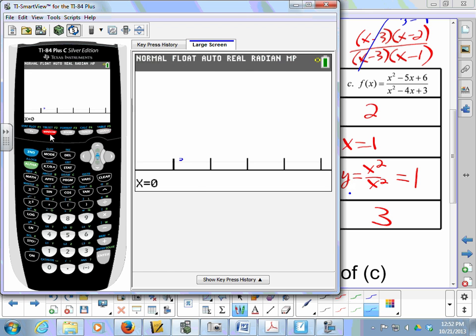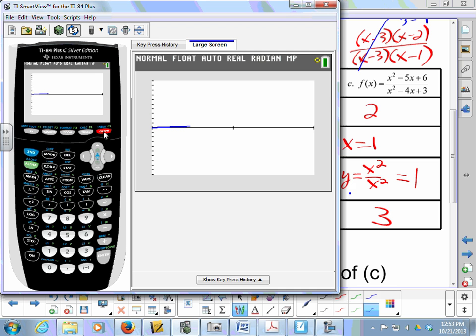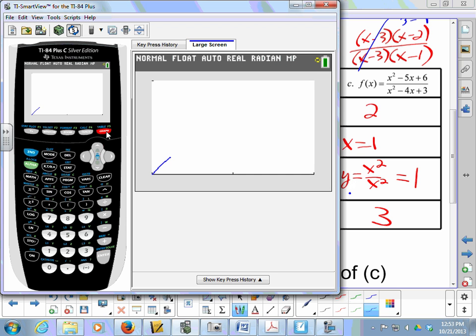So if I change my window so I'm focused right around positive 3, so if I go from 2 to 4 with my x, and graph it, let's see if that'll do it. All right, I can see it on mine. Let me just make my window different too, the y's. All right, my y is just going from 0 to 1, so I'm not going to see the whole thing.